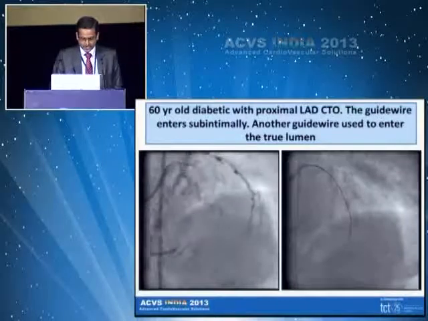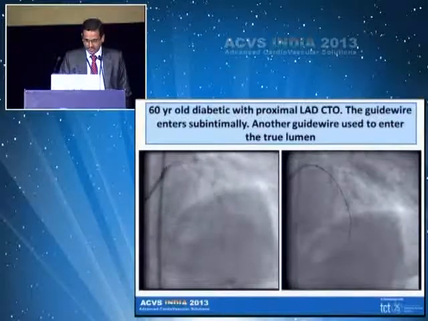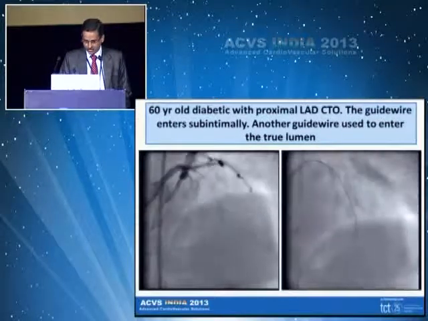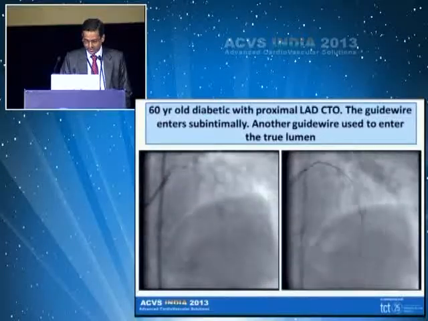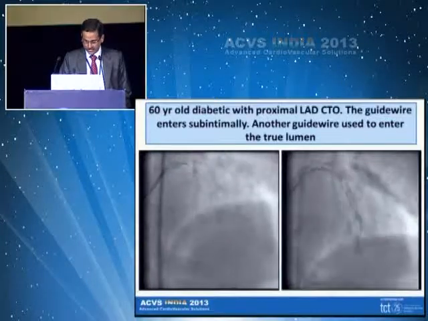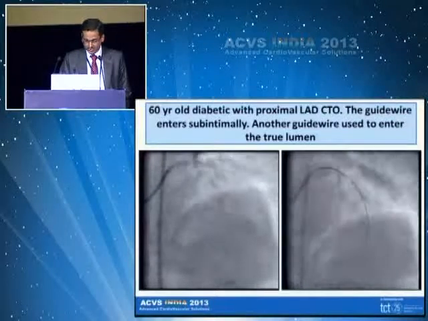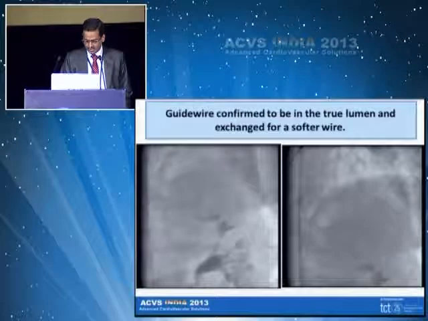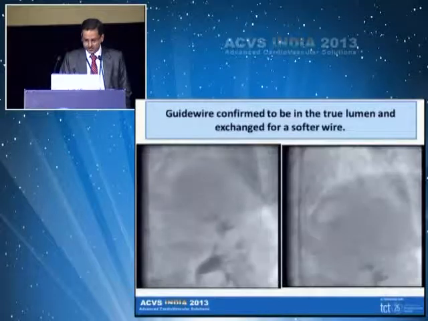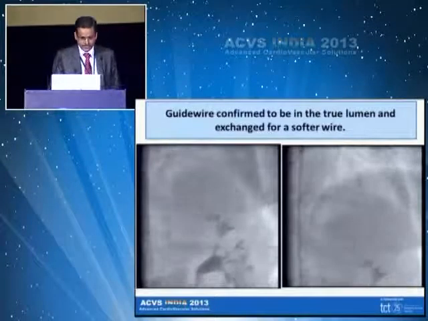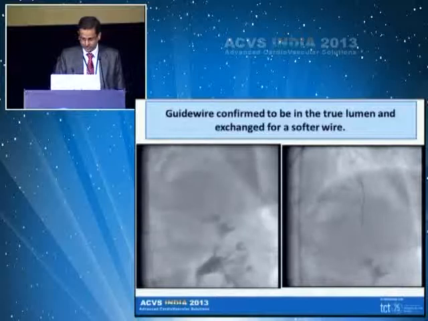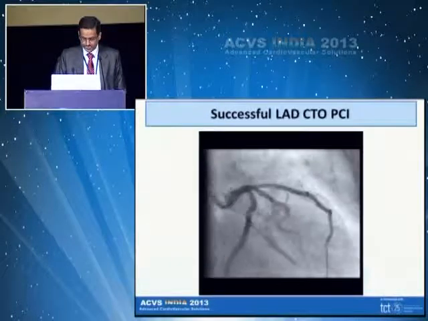One example: a 60 year old diabetic, proximal LAD. I couldn't go in with the first primary wire, so I left the wire there, took another wire, and managed to enter into the true to true lumen. So this is a typical parallel wire technique that most of us engage in when we are going through an antegrade approach.